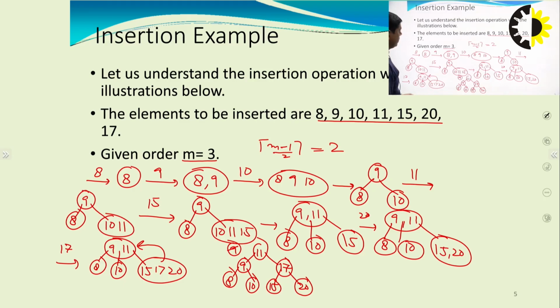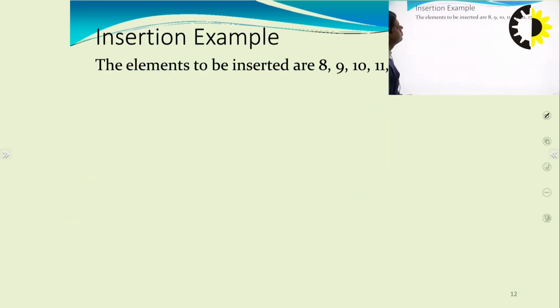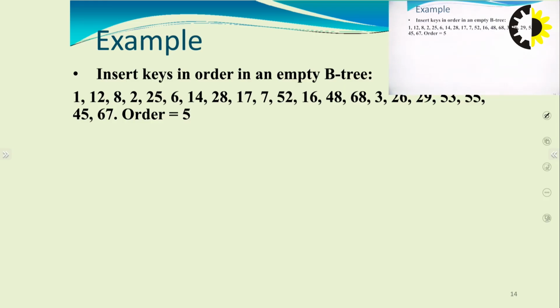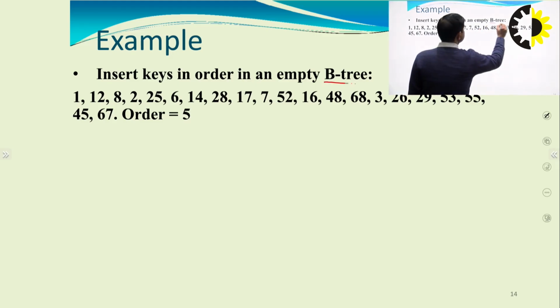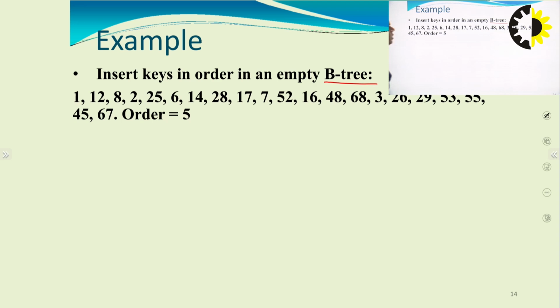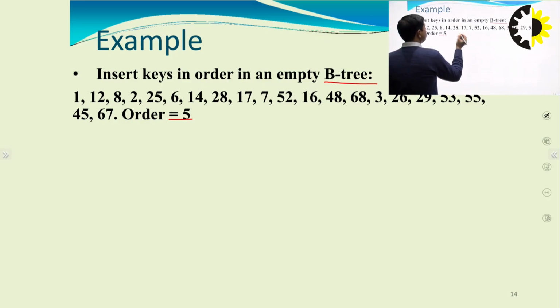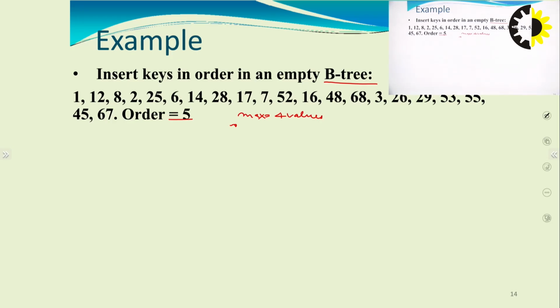And let us take another example. These are the keys that we have to insert into an empty B tree. This time, the order given is 5. So first of all, we will find out the maximum values, that is m minus 1. In that case, it will be a maximum of 4 values. A maximum of 4 values can be inserted on a particular node.